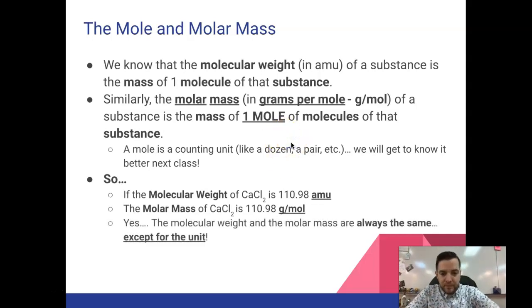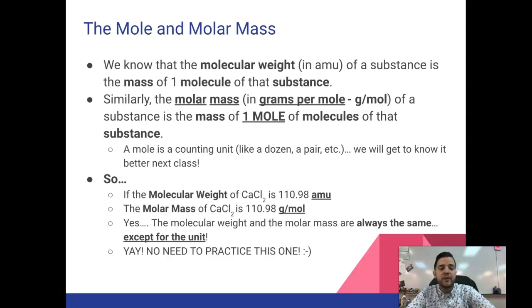Okay, so yeah. The molecular weight and the molar mass are the same. They're calculated exactly the same. It's just a difference in unit. Molecular weight is going to be in AMUs. Molar mass is going to be in grams per mole. Okay. You don't need to practice this because, again, this is just a vocabulary thing. We'll dive deeper into it as we move into our practice next class.